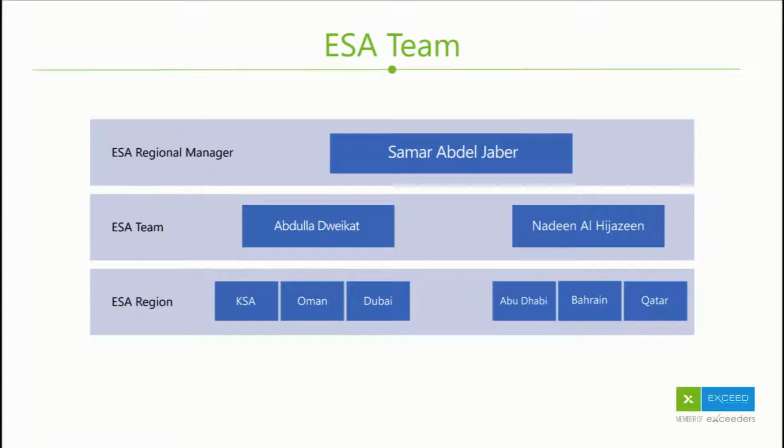Our ESA customers are divided between my colleague and myself, based on our customers' regions. Abdullah, my colleague, is handling Dubai, Oman, and KSA customers. Abu Dhabi, Bahrain, and Qatar customers are handled by myself.